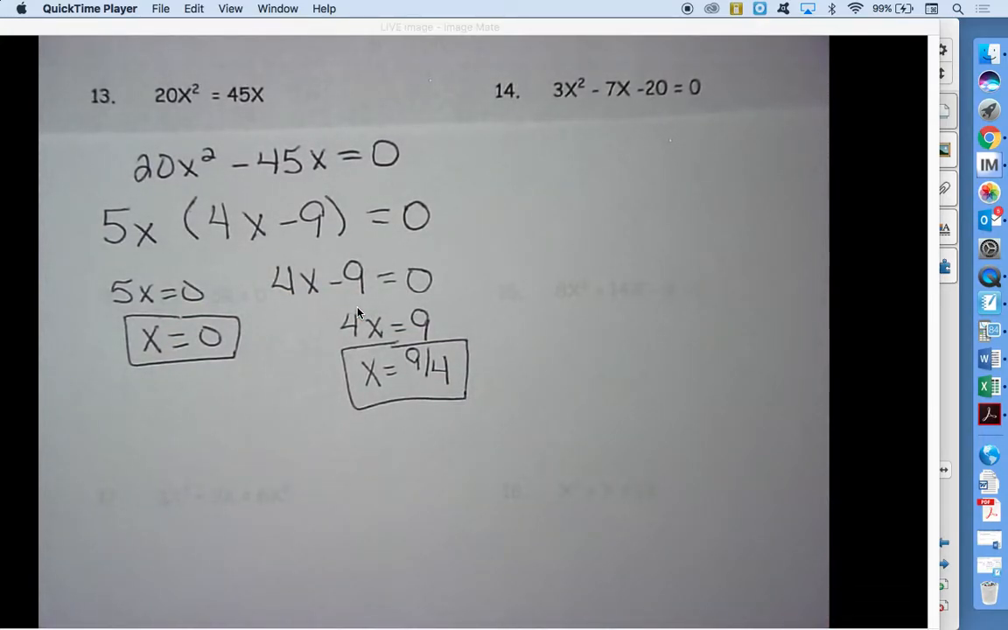Two answers because remember, it's a parabola. A parabola is a U. It has a left and a right. It has an axis of symmetry that cuts it in half. So these two x values mean that it's going to cross the x-axis twice. So make sure you have both of them because x equals 0 is part of the solution. And 9/4 is also part of the solution.